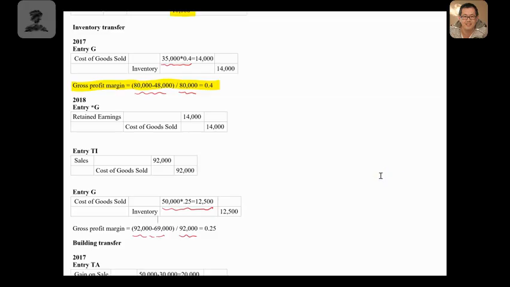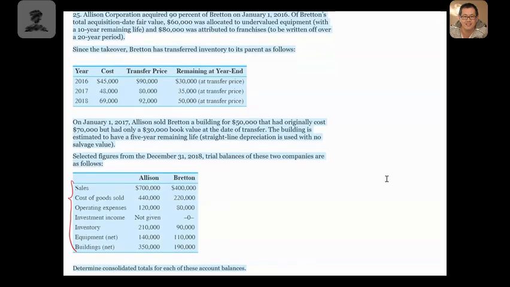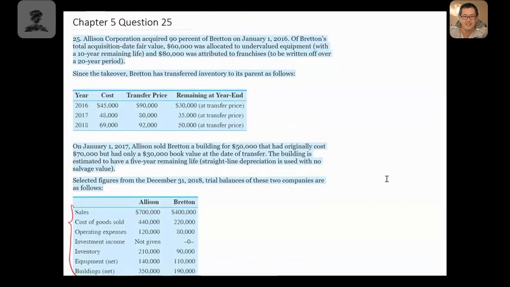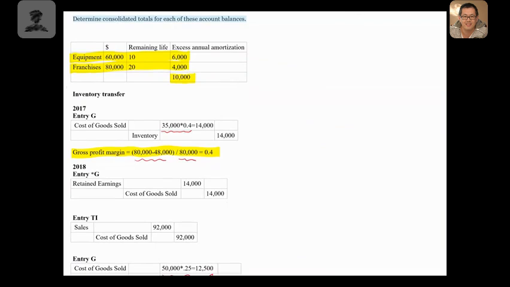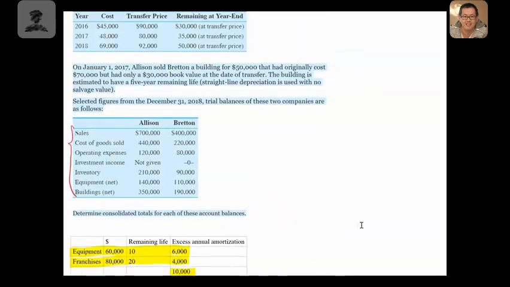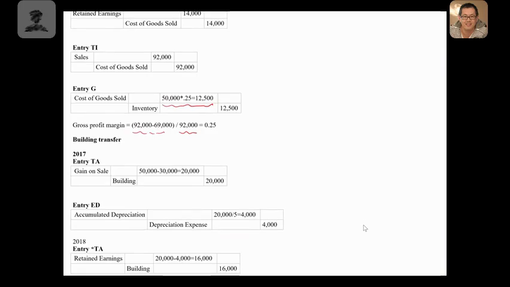Next, let's move on to the buildings. Here, there's one more thing about the transfer. For the inventory transfer, it is upstream, right? Transferred from Branton to its parent, so it's an upstream transfer. Inventory transfer is upstream because it's going to impact how much we are going to adjust for the subsidiary's net income when we calculate the amount that can be allocated to the non-controlling interest. As to the buildings, Allison sold Brandon a building, which means that the building transfer is downstream.